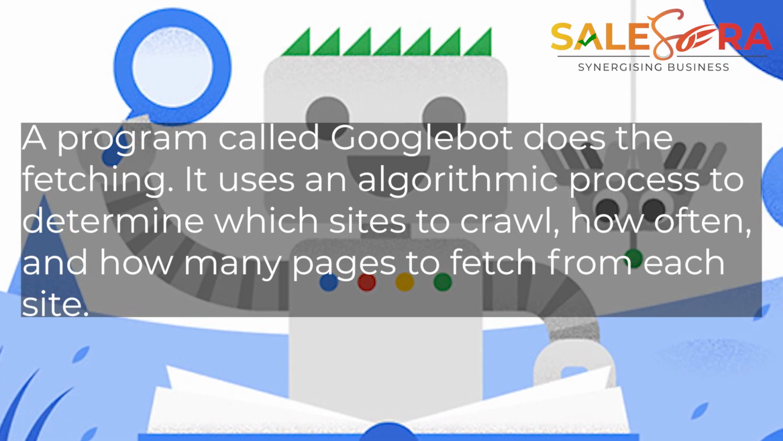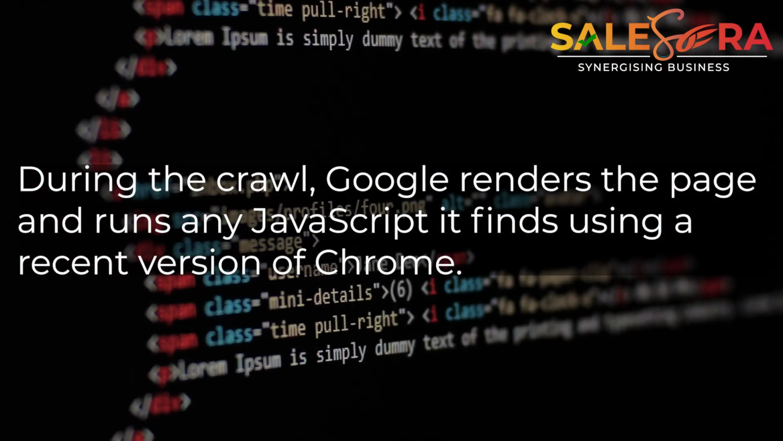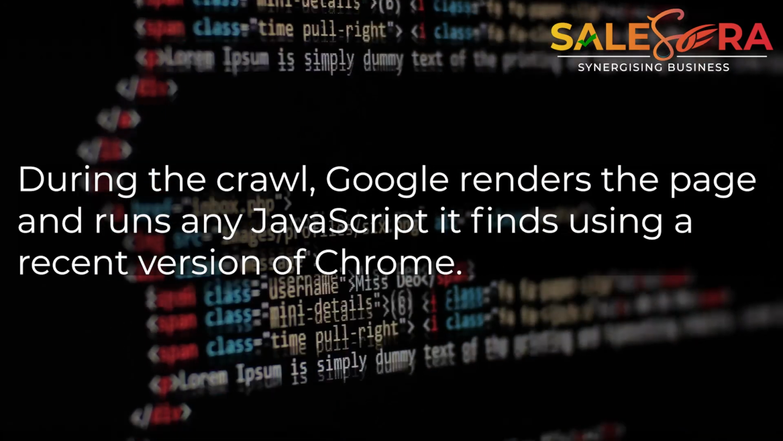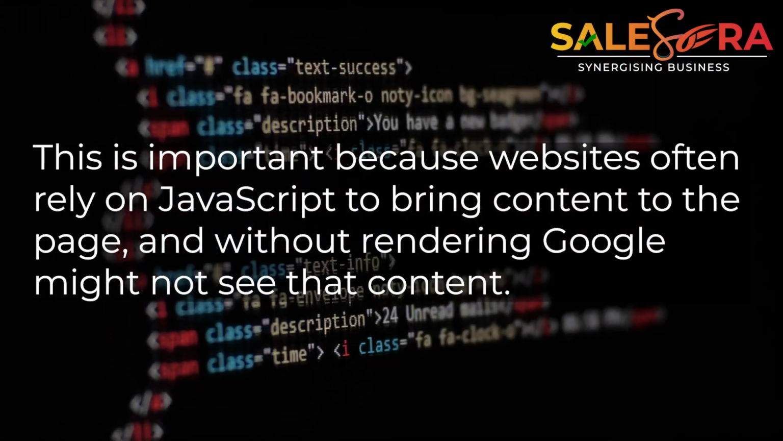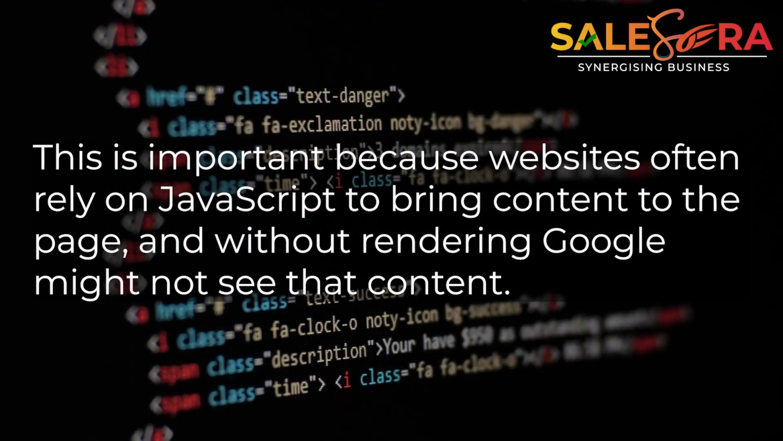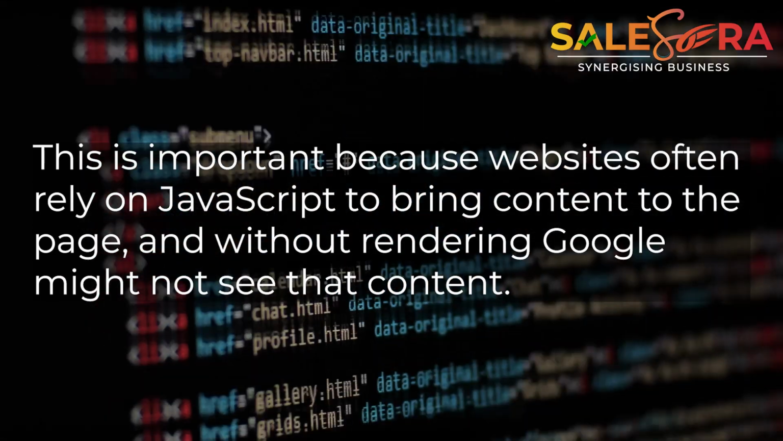During the crawl, Google renders the page and runs any JavaScript it finds using a recent version of Chrome. This is important because websites often rely on JavaScript to bring content to the page, and without rendering, Google might not see that content.